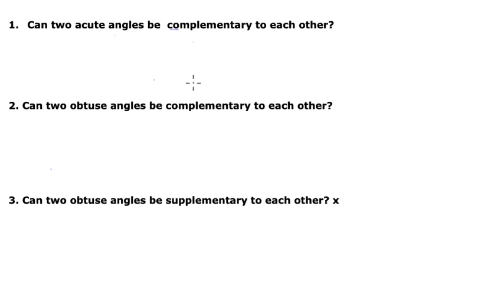Let us look at these word problems to understand our complementary and supplementary angles a little bit deeper, okay? So the question is, can two acute angles be complementary to each other? So let's say there are two angles, 1 and 2, and they are complementary, okay? So two complementary angles, they are always acute, right?